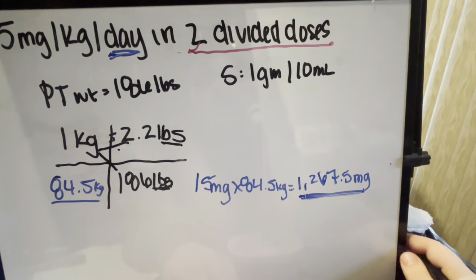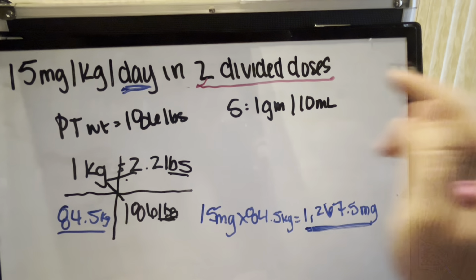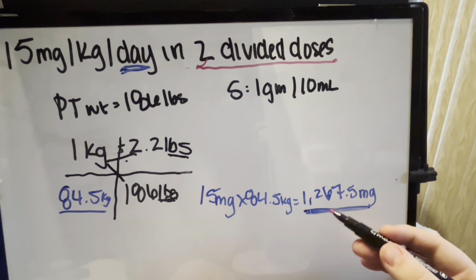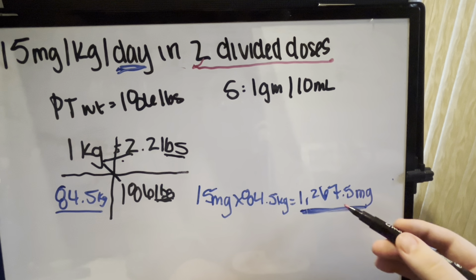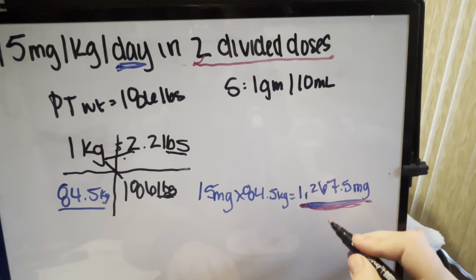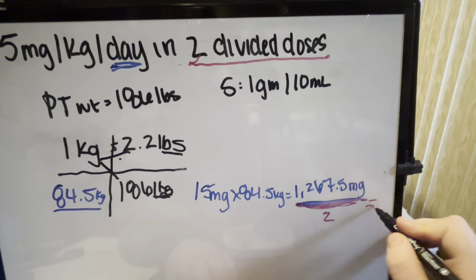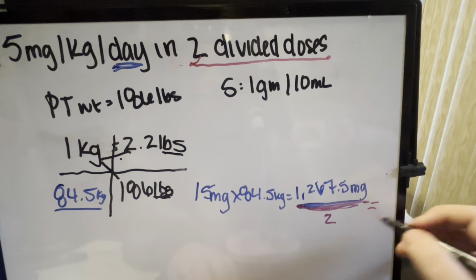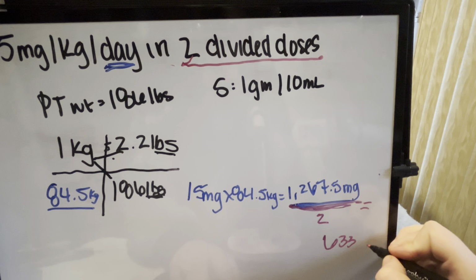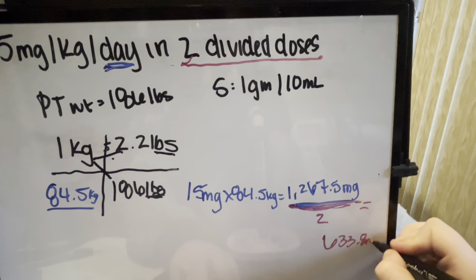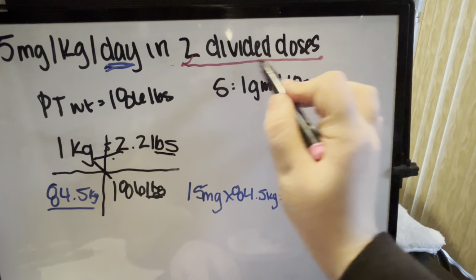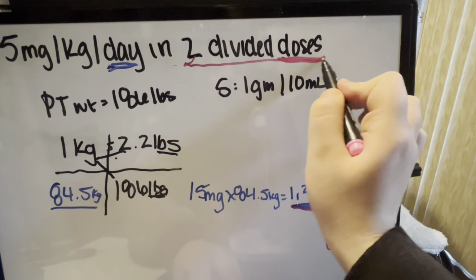So what do you think we're going to do? Doesn't it kind of give us right there what we're going to do? We're going to divide. So let's take 1,267.5 milligrams and let's divide that by 2. What does that give us? That gives us 633.8 milligrams. Wonderful. So now we have our doses right there.